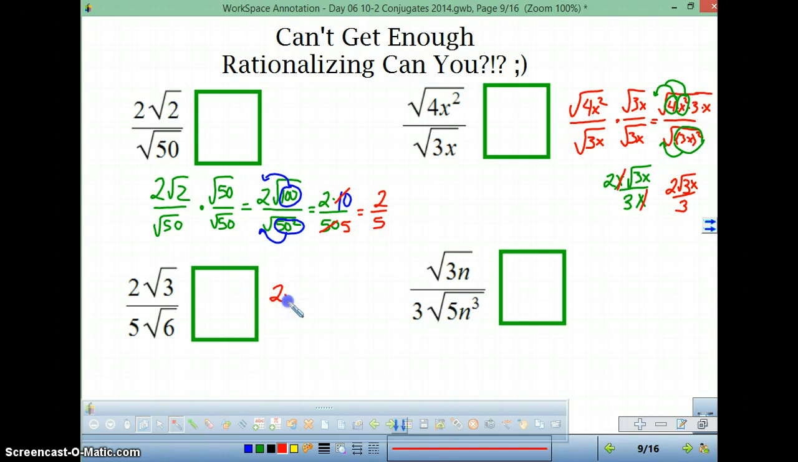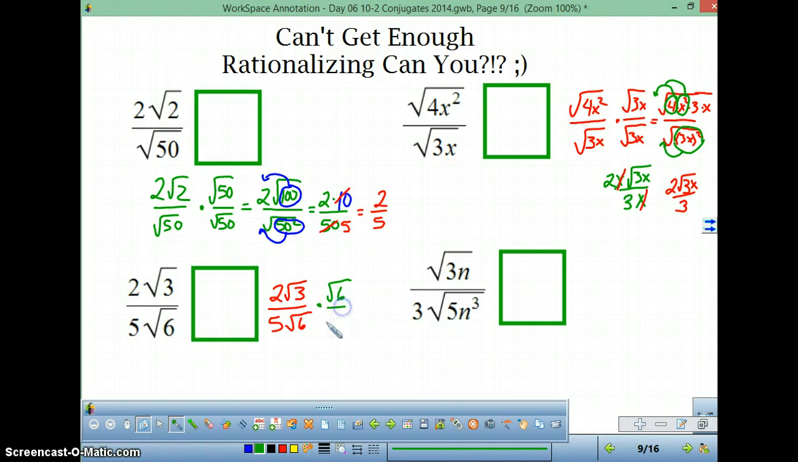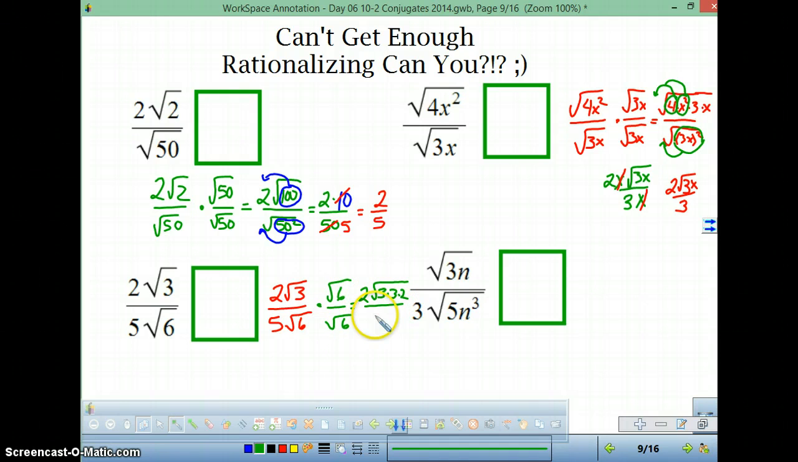Let's try this one. 2 root 3 over 5 root 6. All right, first step. Let's multiply by root 6 over root 6. I'm going to end up numerator times numerator. I end up with 2. And remember, I'm not actually going to multiply this out to 18. I'm going to leave it as factors. 3 times, how can I factor 6? 3 times 2. And on the bottom, I have 5 times the square root of 6 squared.